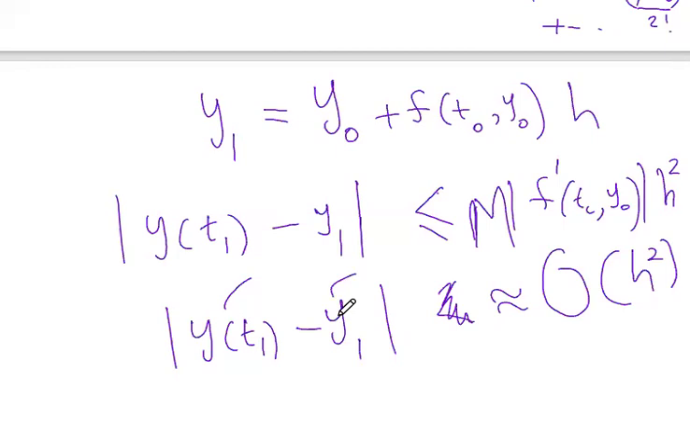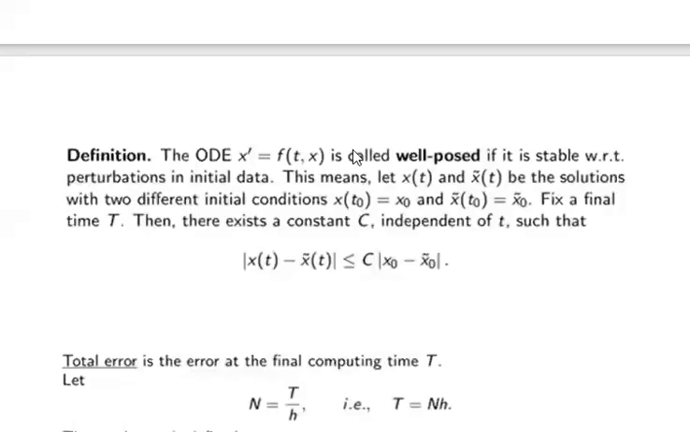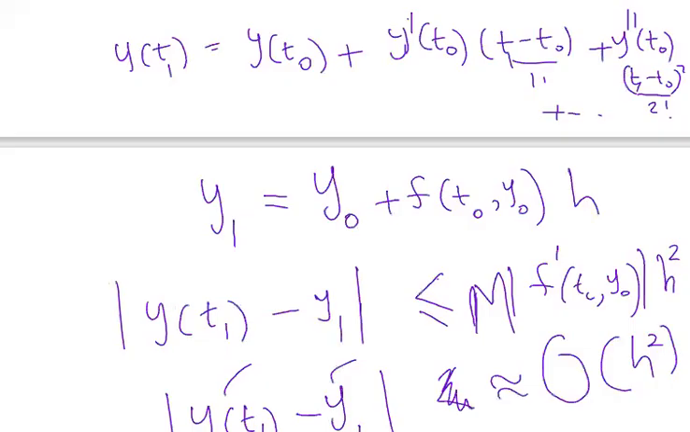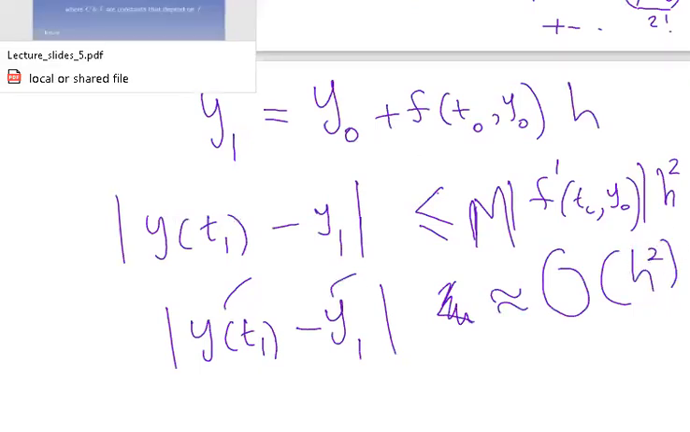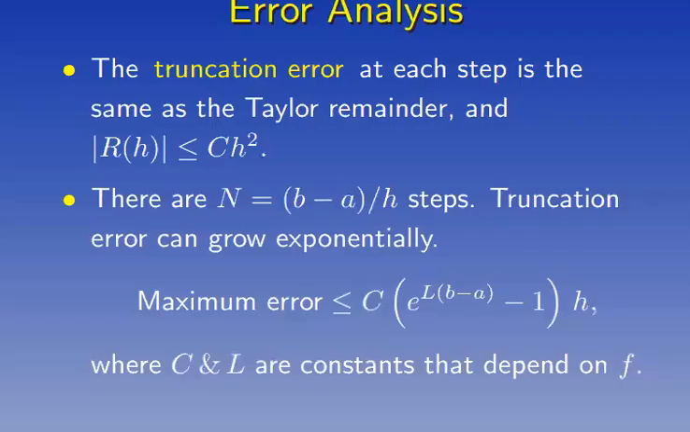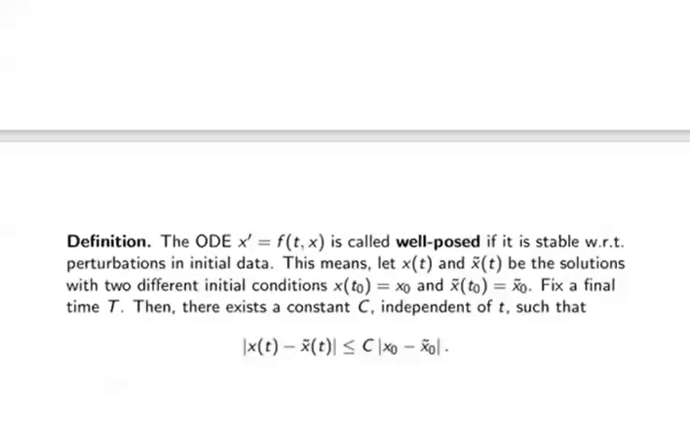Got it? Any questions? All right. So this was the local error. The difference between exact and the approximation is almost h to the power 2, right? All right. So now I'm going to discuss the global or total error, right?